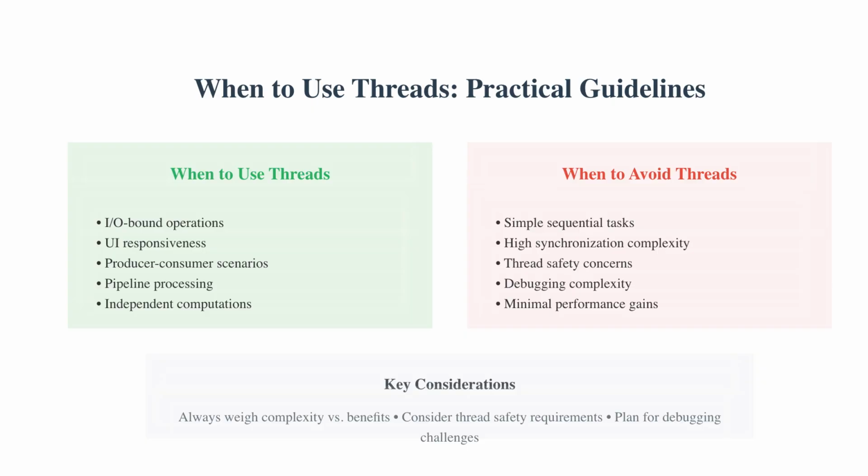Ask yourself, does the performance gain justify the added difficulty in debugging and maintaining thread-safe code? Consider your team's experience with concurrent programming, and remember that premature optimization can create more problems than it solves. These guidelines will help you make informed decisions about threading in your projects. In our final section, we'll test your understanding of everything we've covered about process management.